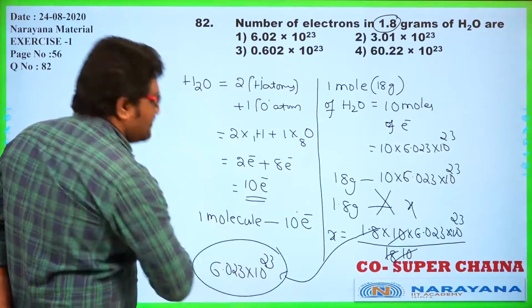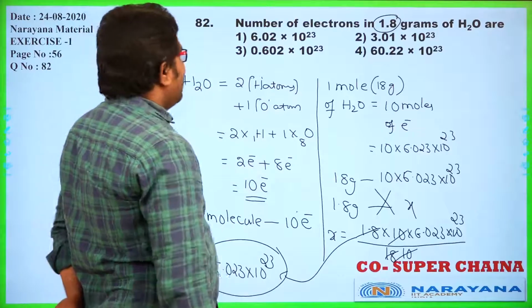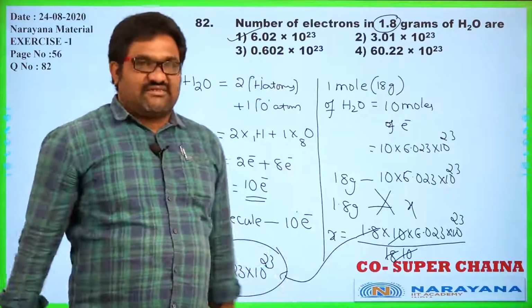This much of electrons are present. So obviously 6.02 into 10 power 23, the first option is the correct one.